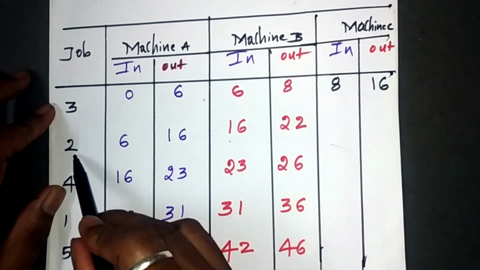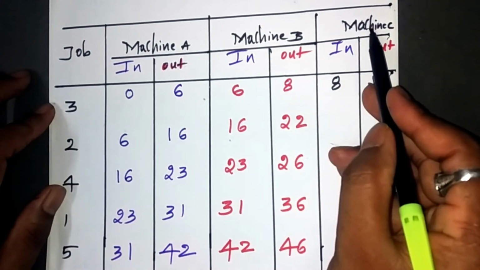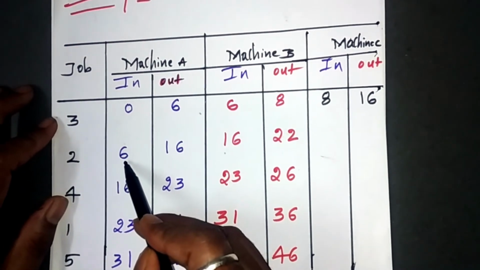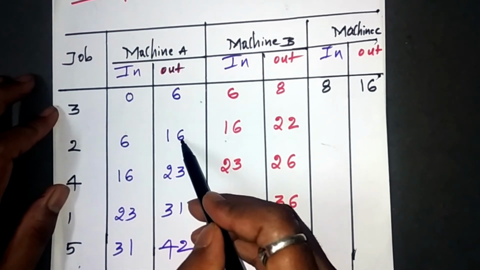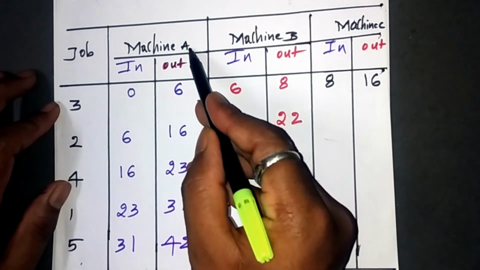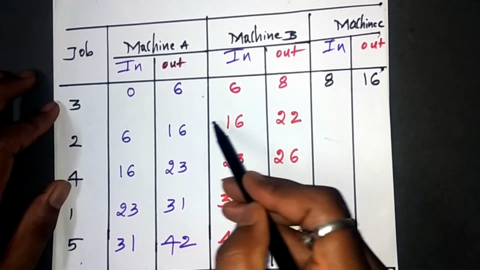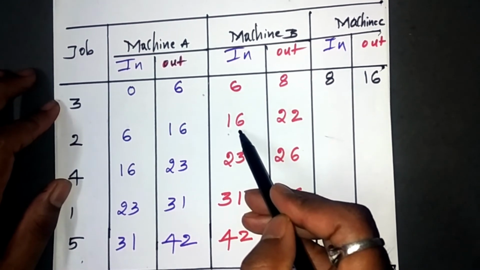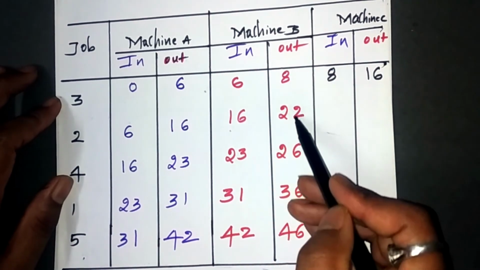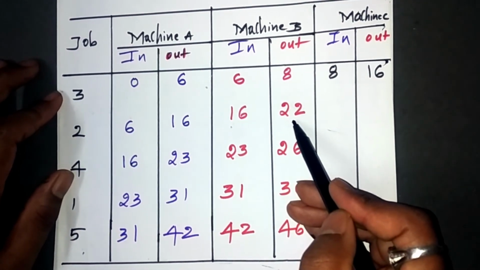Now we will write the job 2 timing for machine C. It enters machine A at 6 hours and exits at 16 hours. After it gets completed, it will enter machine B with in time as 16 hours and finish at 22 hours on machine B.